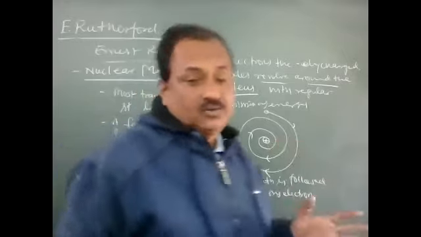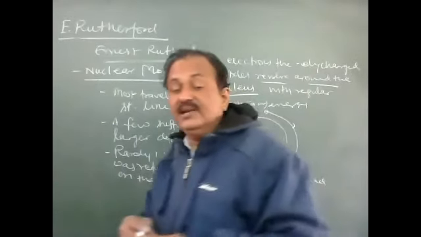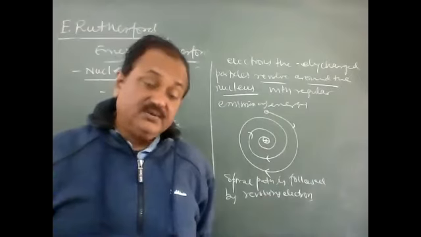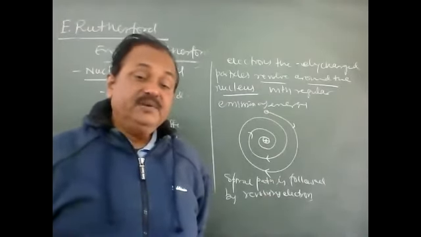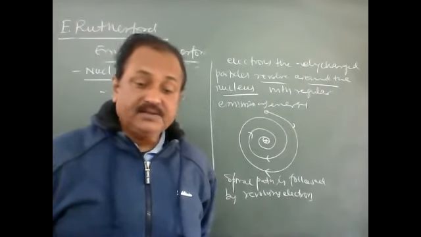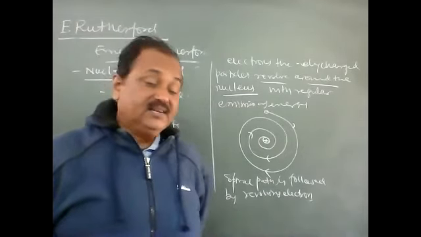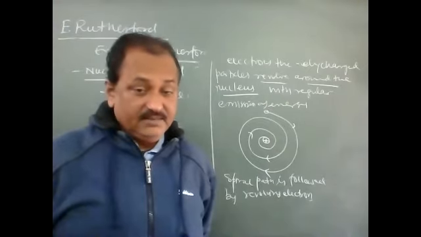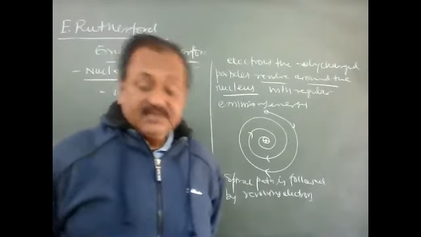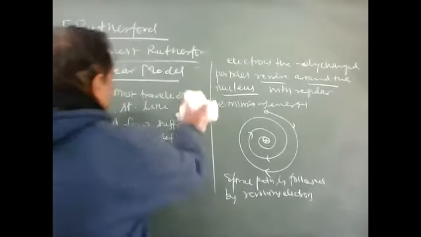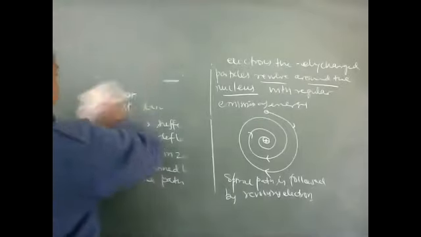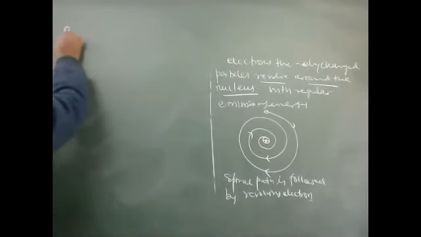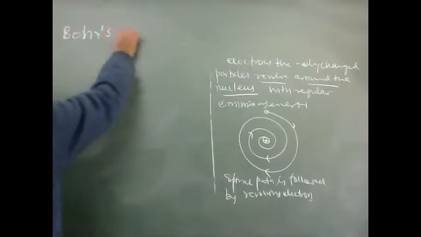When the electrons are continuously revolving around the nucleus with regular emission of energy, a time will come when the electrons will be captured, engulfed by the nucleus. And as a result, the atom cannot be stable. But you know, atoms are highly stable. And as a result, there was another way, and that is Bohr's atomic model.